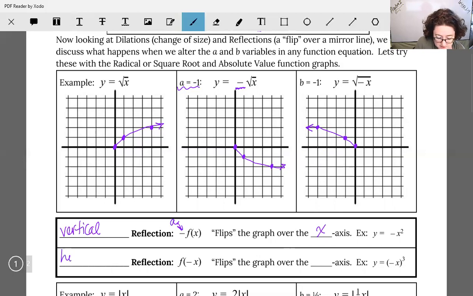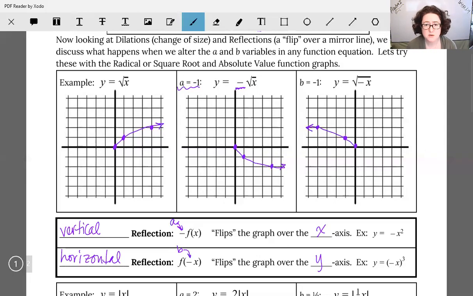We also have a horizontal reflection. And so that's the second one that we did. And that's when we put that b value was -1, where we multiplied by a negative on the inside. And that's going to flip horizontally, AKA it's going to flip over the y-axis.